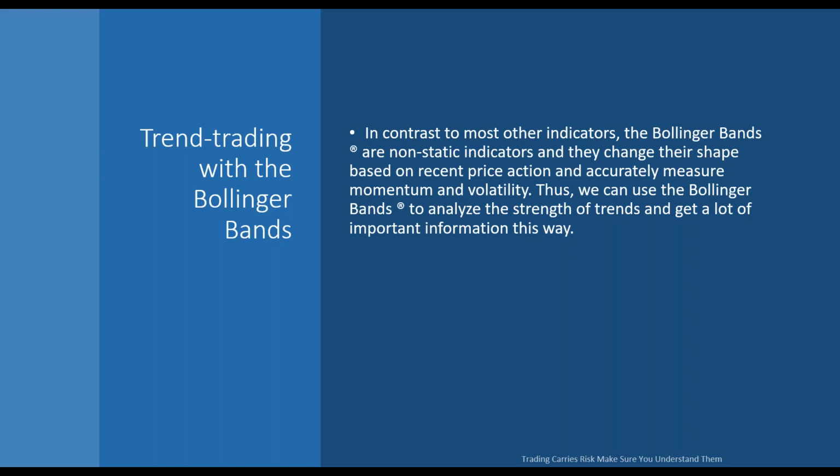Now, in contrast to most other indicators, Bollinger Bands are non-static indicators. They change their shape based on the recent price action, accurately measuring momentum and volatility. Thus, we can use Bollinger Bands to analyze the strength of the trends and get a lot of important information this way.